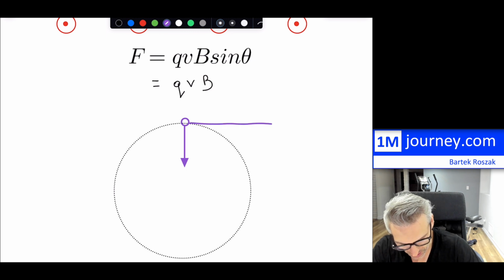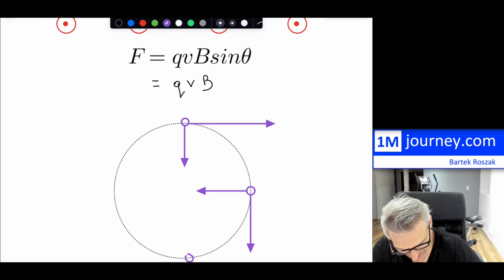If this particular charge wanted to move in this direction. Now, as it keeps going through, let's give it enough time. If it's going to shift this over, now this particular charge is going to be shifting in this direction, and therefore the force itself is going to be in that direction.